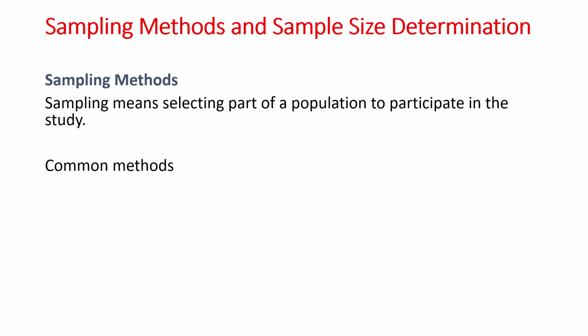Sampling method. Sampling method means selecting parts of the population to participate in the study. Of course, you cannot make use of all the population, especially in Nigeria, where we have more than 200 million people living in the country. And then, if you want to do a study or a research, you need the representation of the population or a segment of the population.